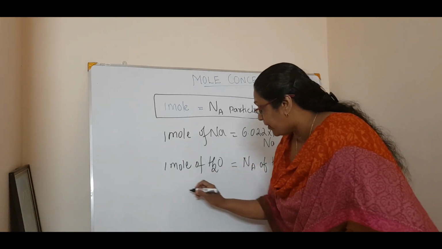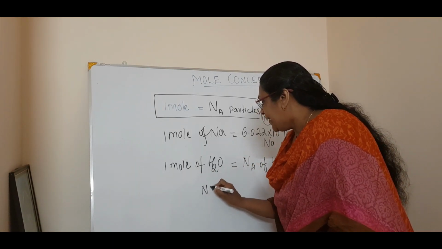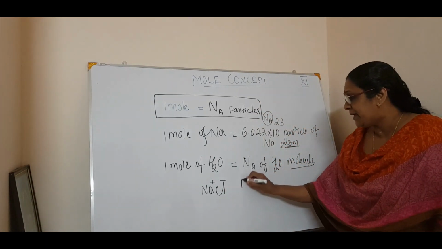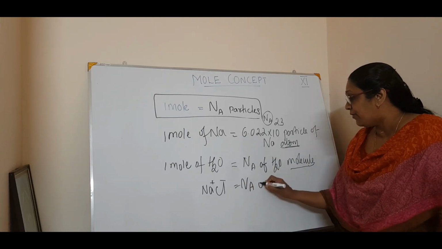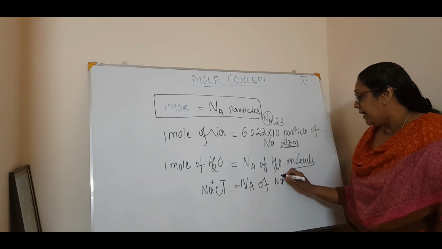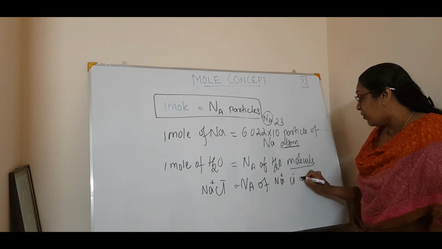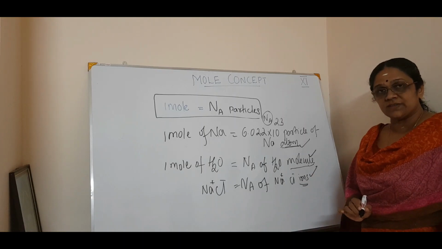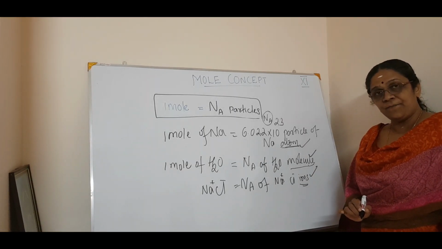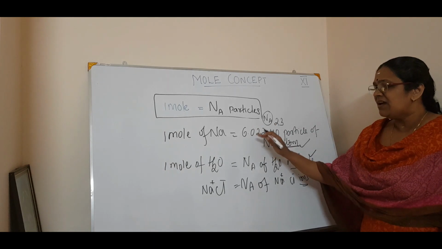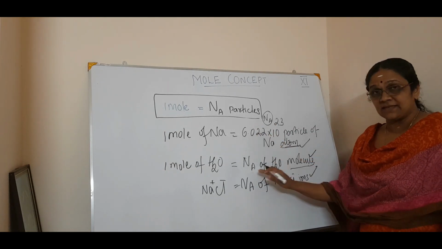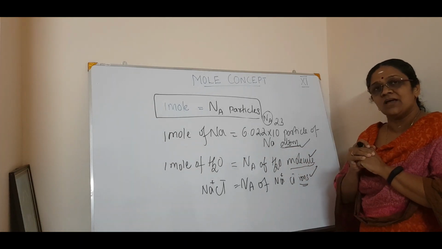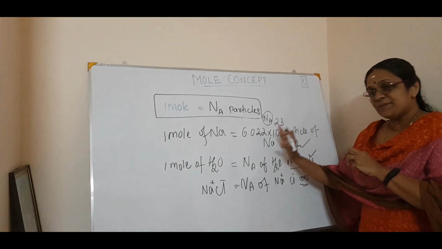Or if it is an ion, for example NaCl, it contains plus and minus ions. So it must be equal to Na, the Avogadro number of what? Na plus ions or Cl minus ions. That's it. So, atoms, molecules as well as ions. Clear? You already studied these things. Now we will go into a little more detail on this mole concept. This much is clear?